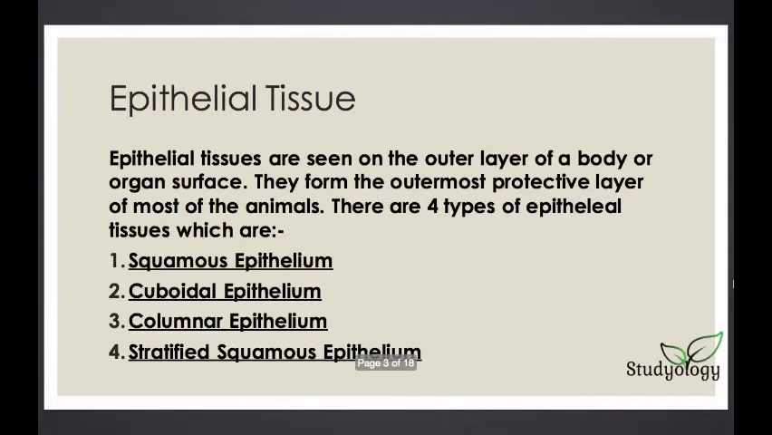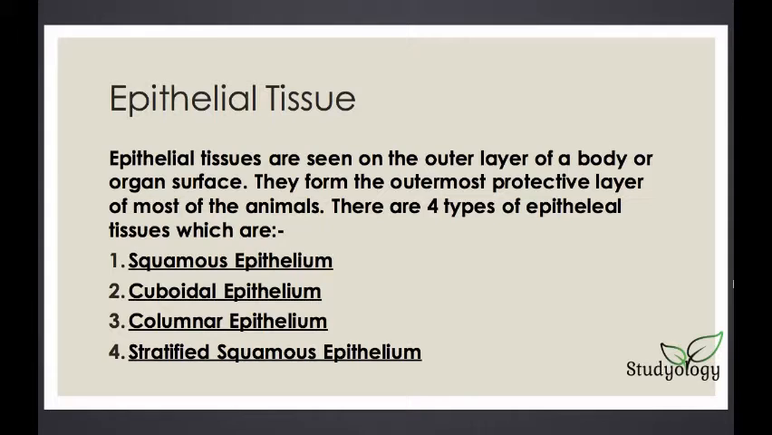So, the first animal tissue we'll be learning about will be the epithelial tissue. Epithelial tissues are seen on the outer layer of a body or organ surface. They form the outermost protective layer of most of the animals, and there are four types of epithelial tissues, which are squamous epithelium, cuboidal epithelium, columnar epithelium, and stratified squamous epithelium. So, these are the four types of epithelial tissue.